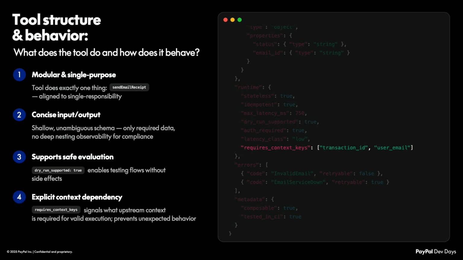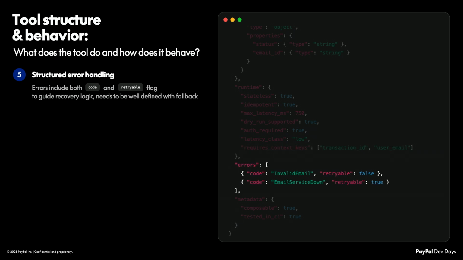Explicit context dependency. Here you want to be able to signal upstream context, what is required upfront for execution of that toolkit. In this case, you require context keys like transaction ID and the user's email. Structured error handling. This is standard and goes with any API guidance, where you want to be able to include a code and a retriable flag.